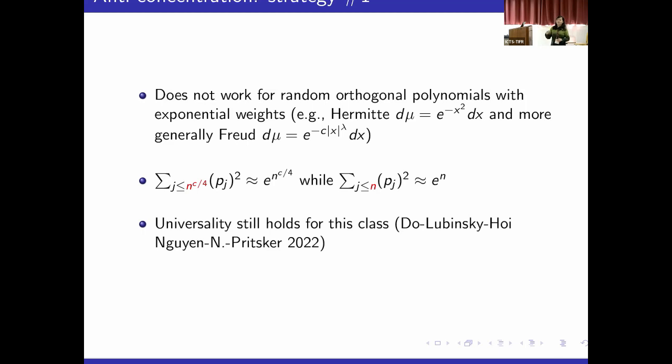So what are random polynomials with exponential weights? They correspond to the Hermite measure, like d mu equals e to the minus x squared dx, or more generally the Freud weight, d mu equals e to the minus c x to the lambda dx. Why is it that it doesn't work anymore? It's because if we look at the total variance, the sum of pi squared, that is of order e to the power n. If we restrict to the low degree ones, so the sum up to n to the power c, that is actually only e to the n to the power c. That is too small compared to e to the power n, so the method doesn't work anymore. However, we managed to find a different way to prove anti-concentration, which I would like to discuss next.